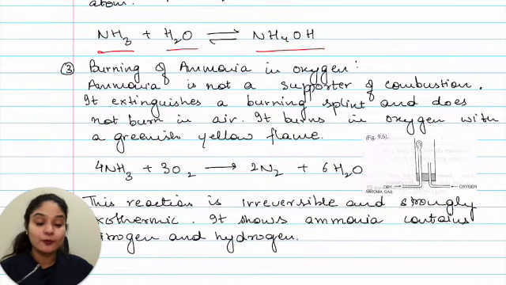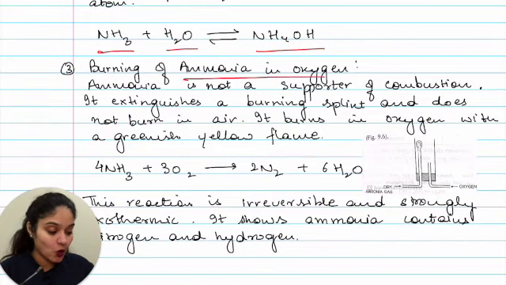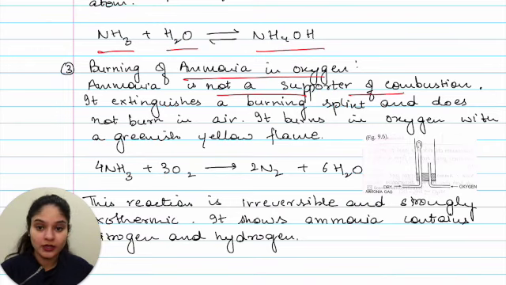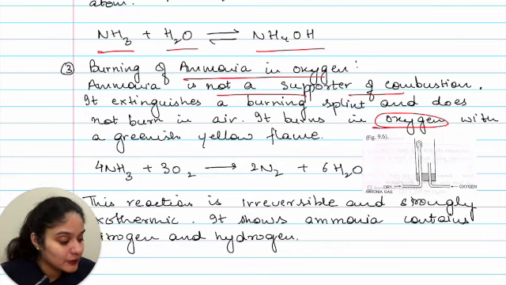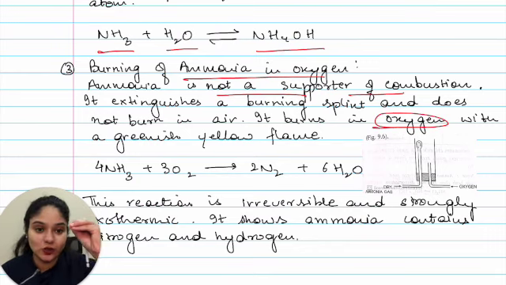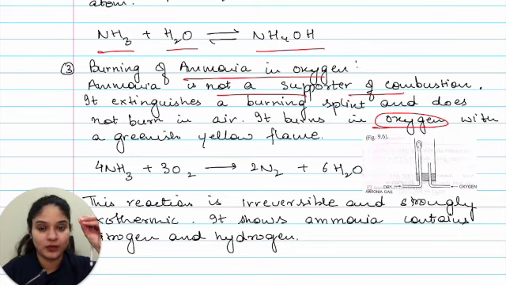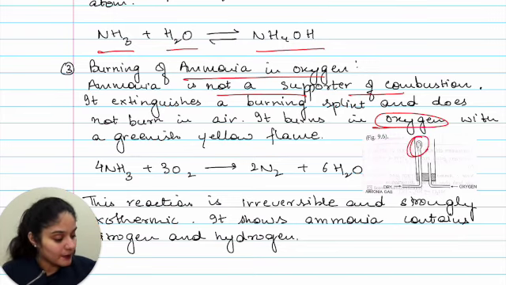The third property is burning of ammonia in oxygen. Ammonia is not a supporter of combustion. It extinguishes a burning splint and does not burn in air. It burns in oxygen with a greenish yellow flame. Why do we say it burns in oxygen? Because excess oxygen is being provided, just pure oxygen, nothing else. So you'll get a greenish yellow flame here.